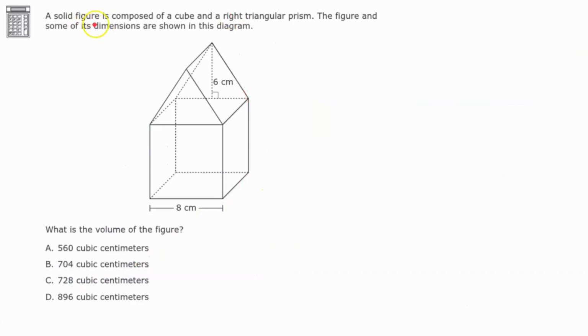Now you have a solid figure. It is composed of a cube and a right triangular prism. The figure and some of its dimensions are shown in this diagram. What is the volume of the figure? Your turn. Go ahead and pause and come back when you're done.